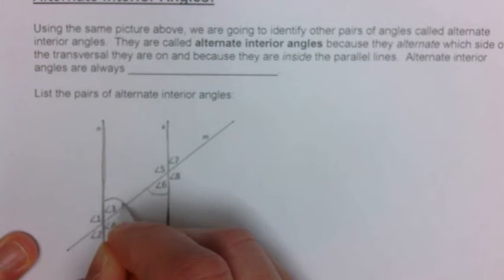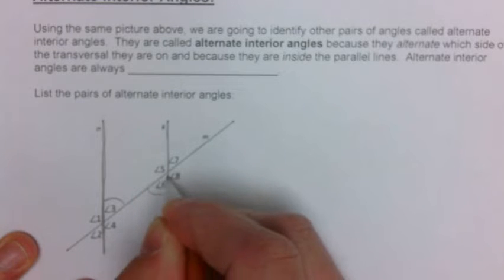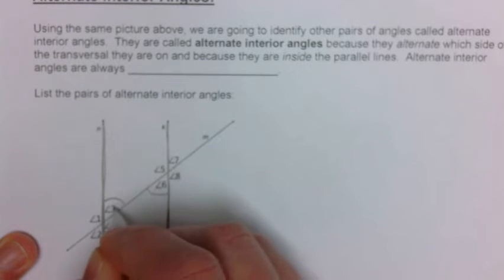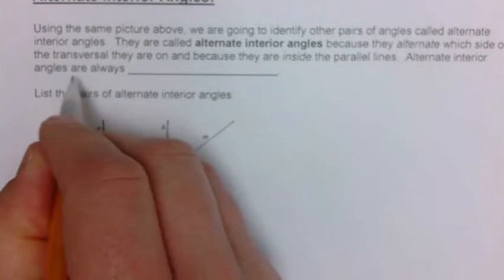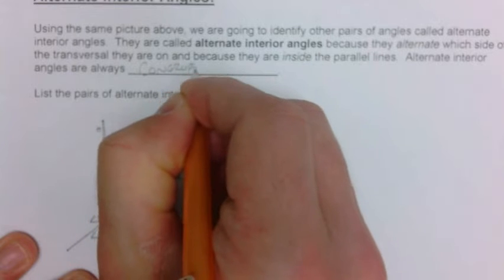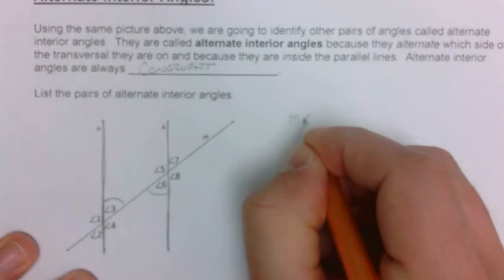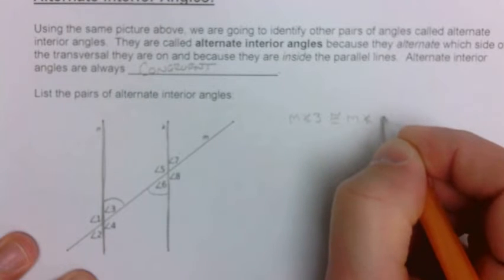Angle 3, if you look at that angle, that's an acute angle. And angle 6, if you look at that angle here, that also is an acute angle. These are called alternate interior angles, and they are congruent to each other. Alternate interior angles are always congruent. So I can say that the measure of angle 3 is congruent to the measure of angle 6.